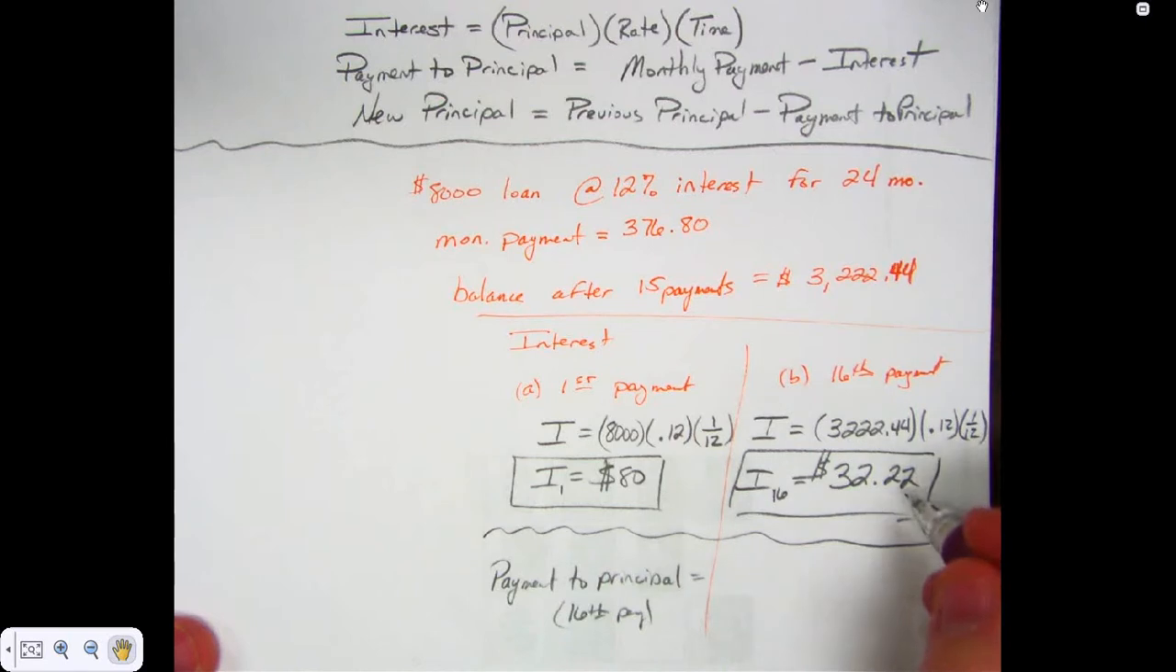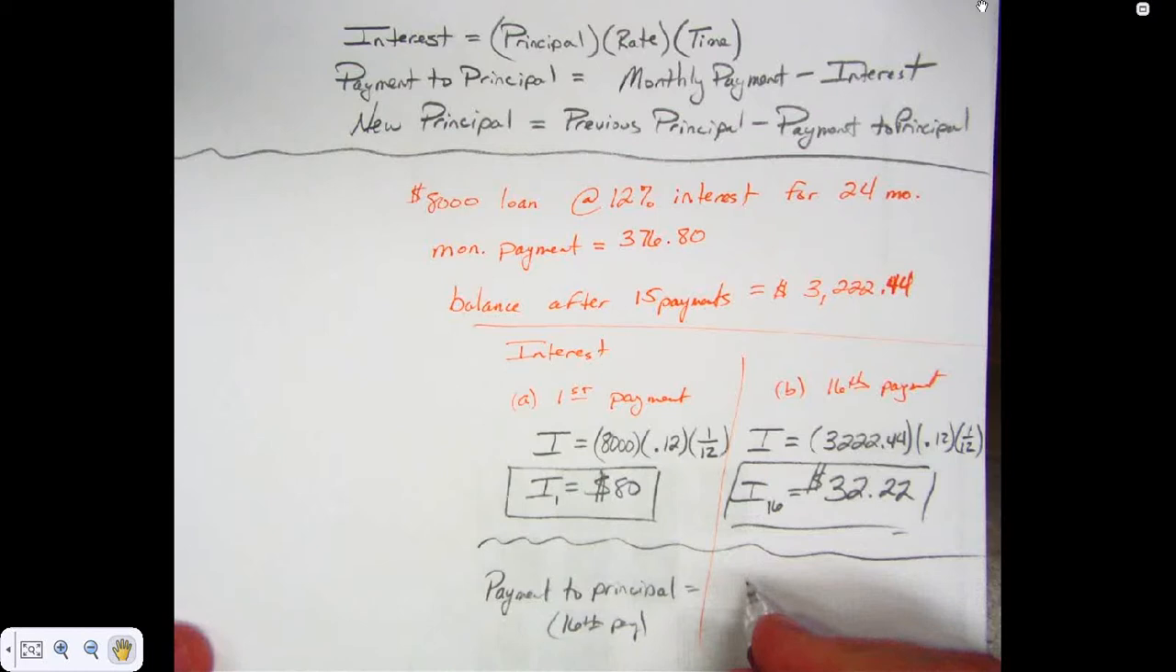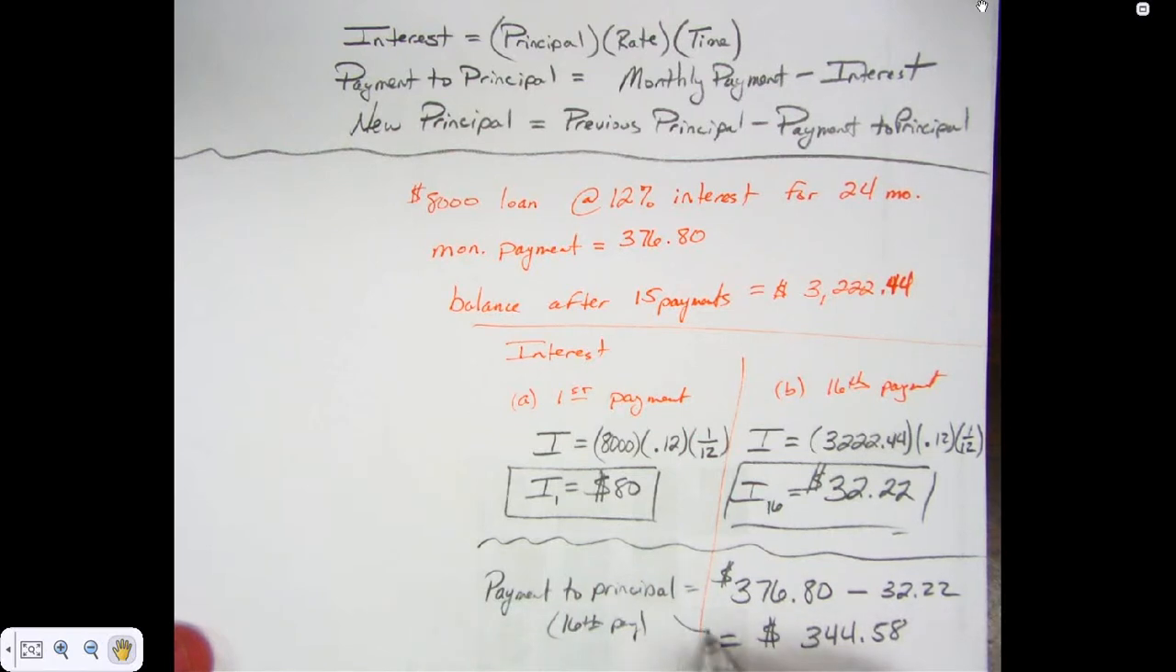What you do is you take your monthly payment. What was our monthly payment? 376 what? And then you subtract how much of that payment was interest. How much of it was interest? 32.22, correct? So how much did we pay towards our principal when we made that 16th payment? 344.58. That was how much you paid on the principal.